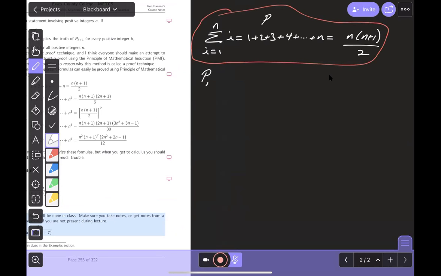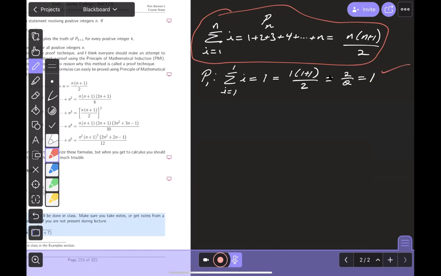Now, what would P1 be? Well, if I wrote it down, what would it look like? It would look like this: the sum, i equals 1 to 1, of i. This would just simply be starting at 1 and stopping at 1. And what do I have there? What's n now? It's 1. 1 times 1 plus 1 over 2. Is this a true statement? Well, the top would turn out to be 2, the bottom would be 2, and that would give me 1. That's certainly correct. P1 is definitely correct.